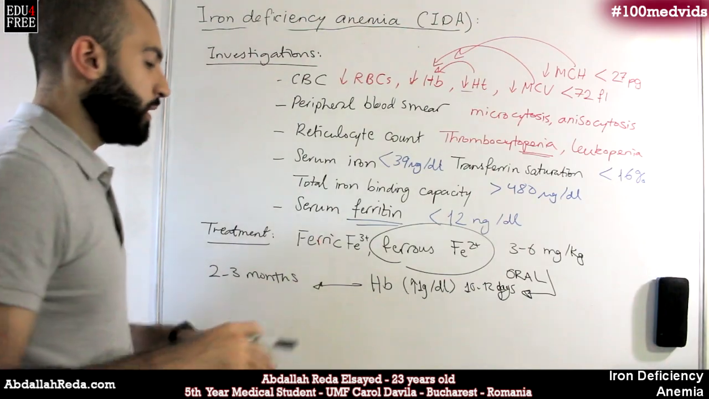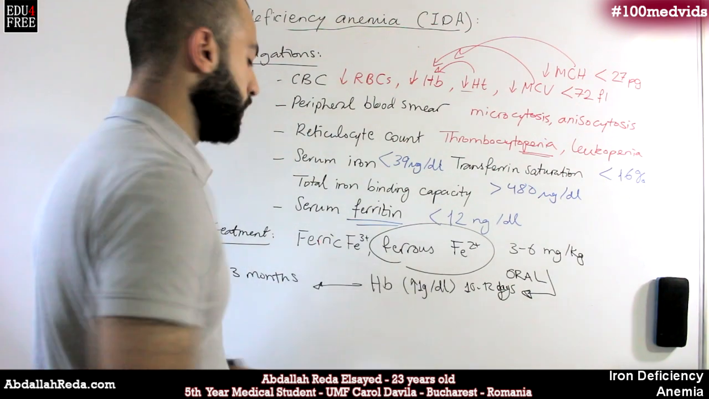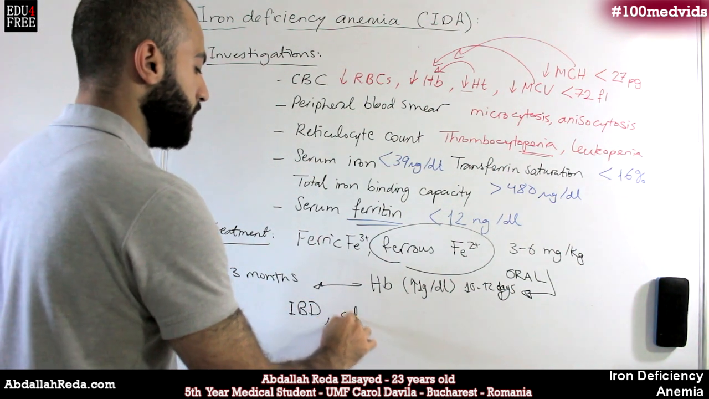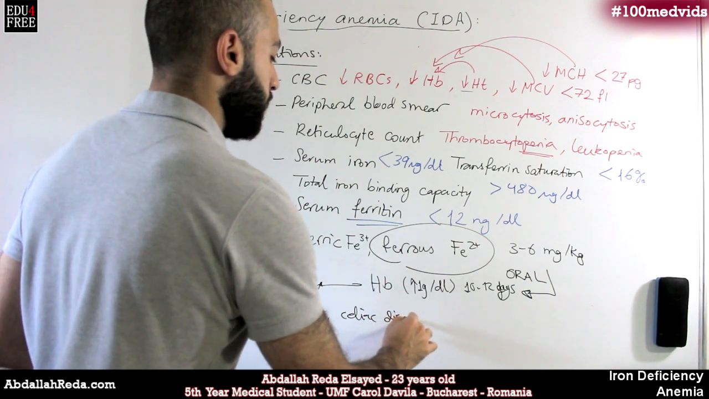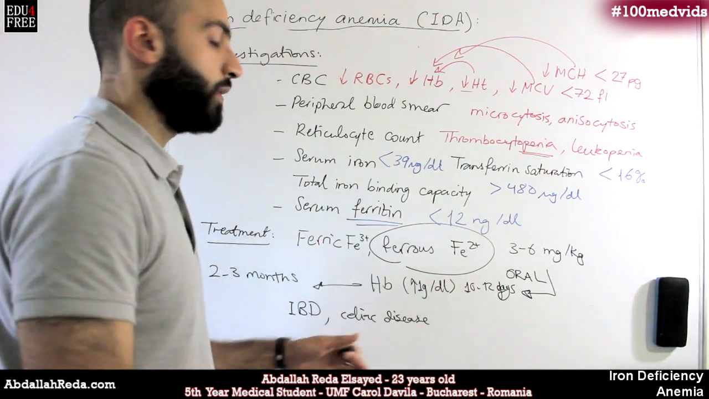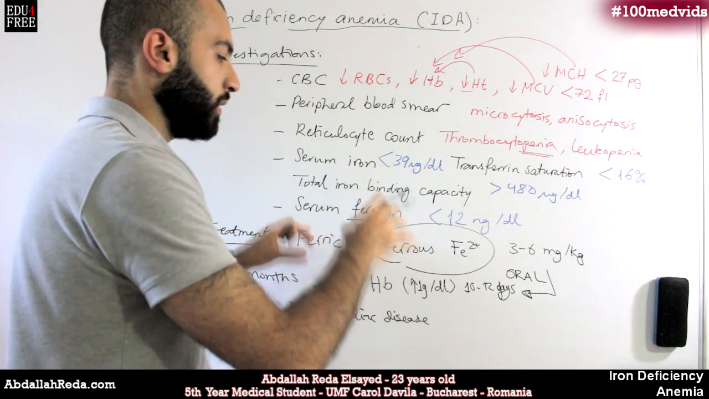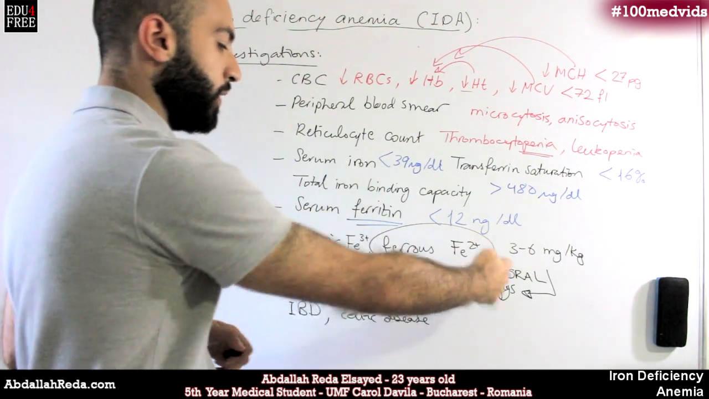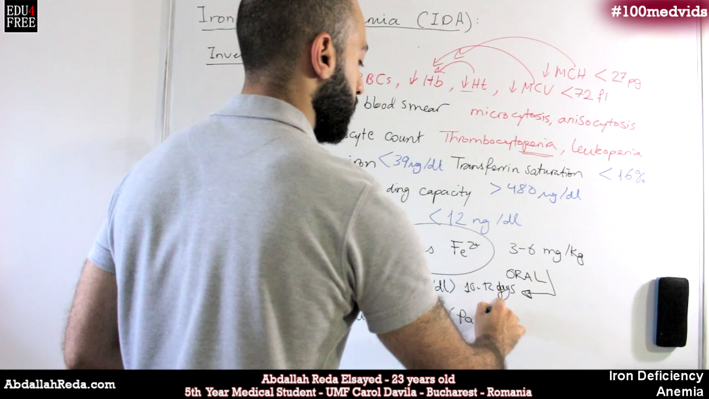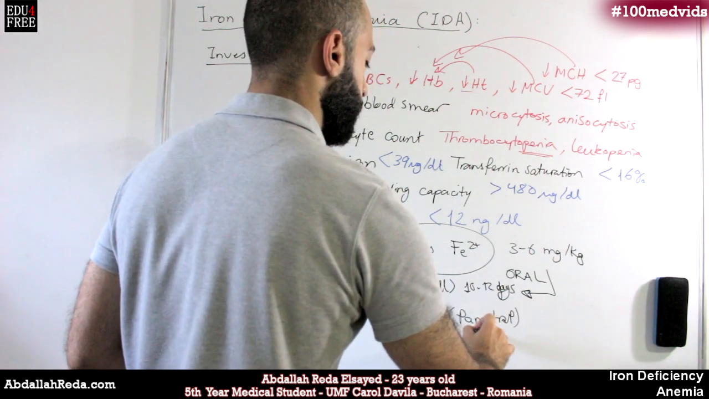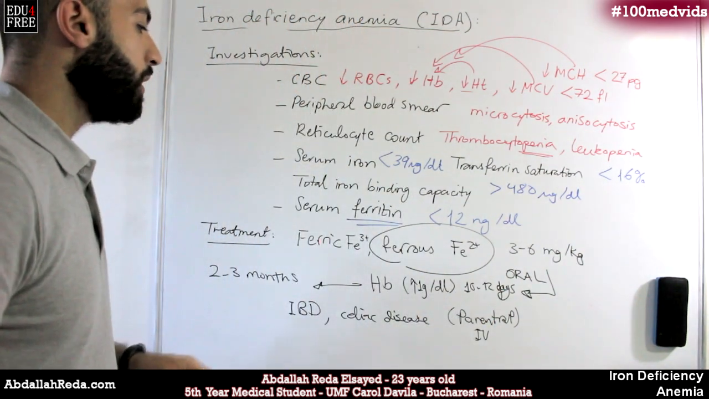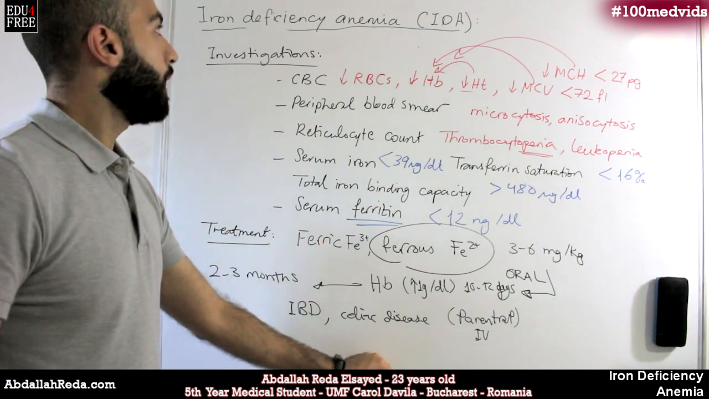Now, in case that there is any problem with the administration of the iron through an oral route, for having digestive problems, for example, irritable bowel disease, celiac disease, or anything that would interfere with the administration of iron through the oral route, or that would affect the absorption or the availability of iron, or anything that would interfere with the treatment, in that case iron can be administered parenterally, so IV, and that would give a faster effect. So that was iron deficiency anemia.